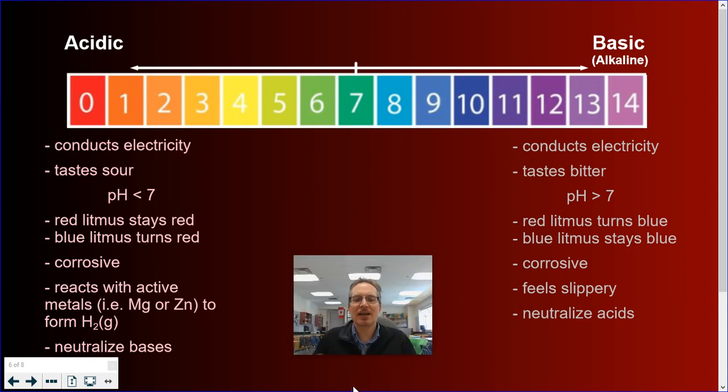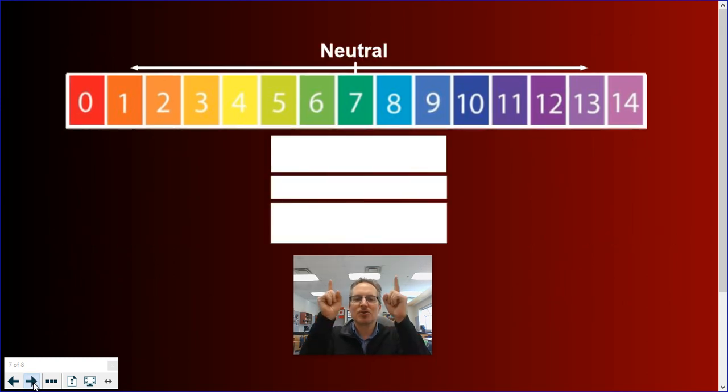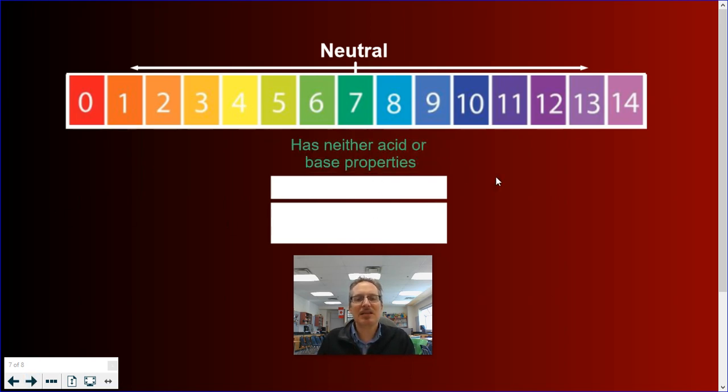Okay, so we have looked at acidic substances, and we have looked at basic substances. The last thing I want to look at before we're done today is neutral. So on the pH scale, this means we are looking at substances with a pH of 7. What that really means is that the substance we're looking at has neither acid nor base properties. It's dead in the middle. It's a nice equal balance of acidic properties and basic properties, and they tend to cancel things out.